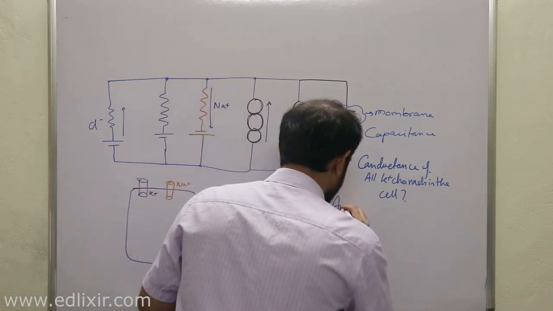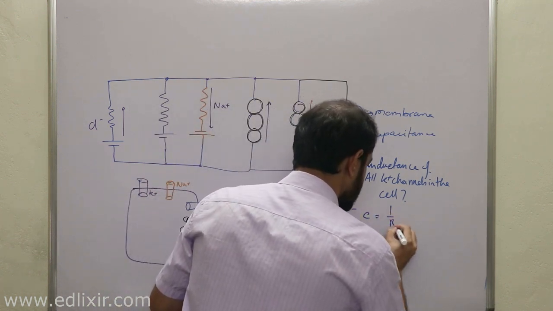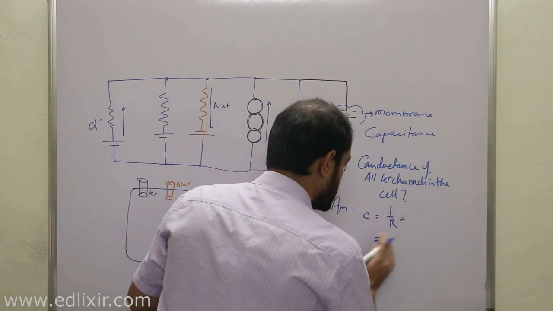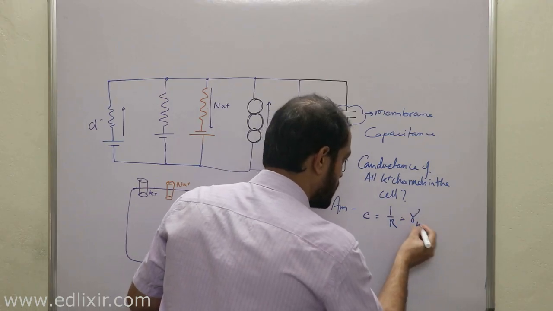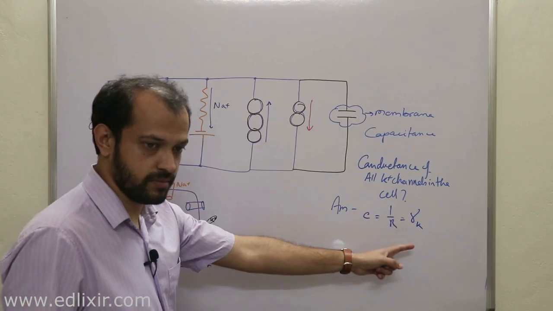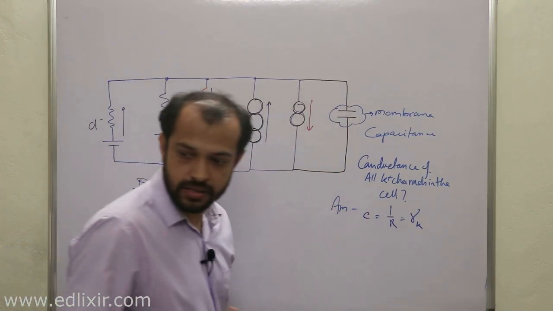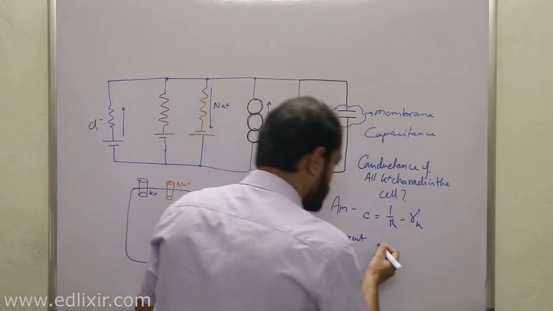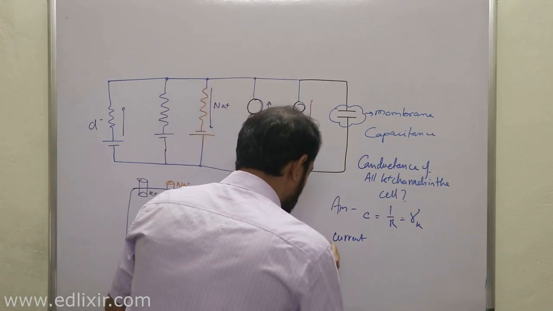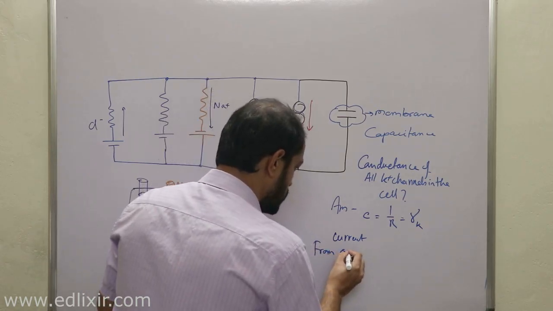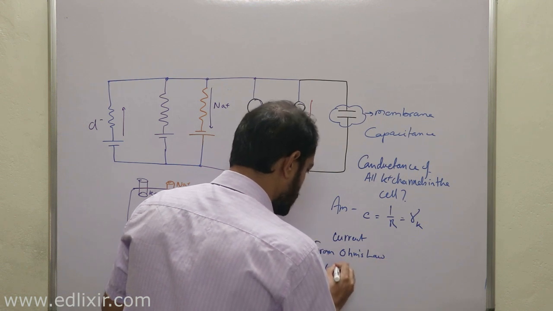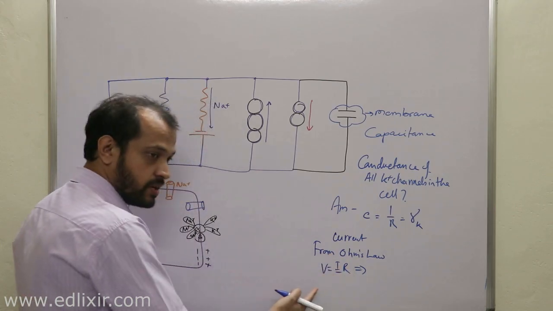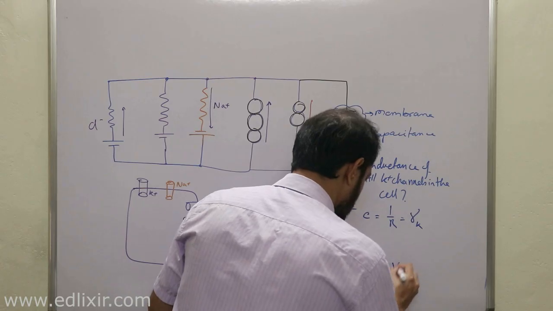Your answer should be that conductance is equal to 1 by resistance, right? The important point to understand here is that suppose I give this conductance a new name, gamma. Gamma K is the conductance of potassium. Now can we calculate the current? Yes, we can calculate current. Why? Because from Ohm's law we know V equals IR. Make I the subject of this equation: I is equal to V by R.